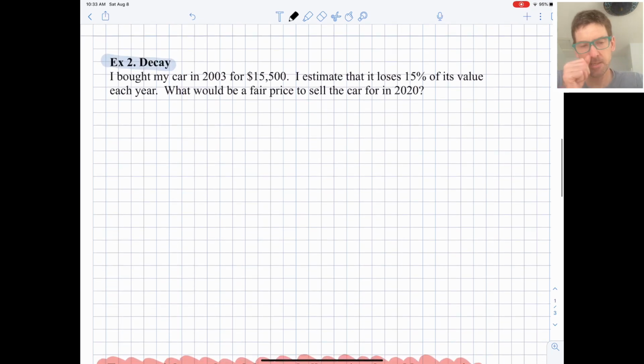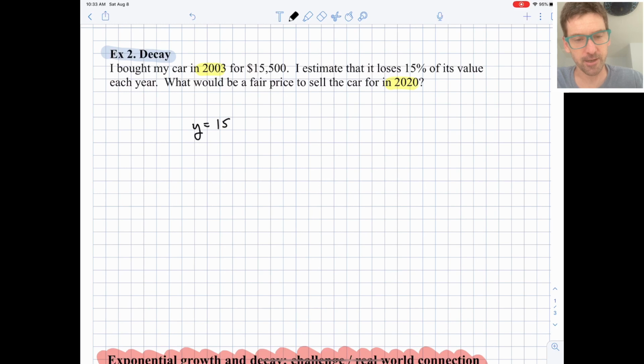Next one is going to go a little bit quicker because we don't have to deal with the compounding, okay? So this one is a decay example. I bought my car in 2003 for $15,500. I estimate that it loses 15% of its value each year. What would be a fair price to sell the car for in 2020? So it looks to me like we have 17 years going by, so X is going to be 17.